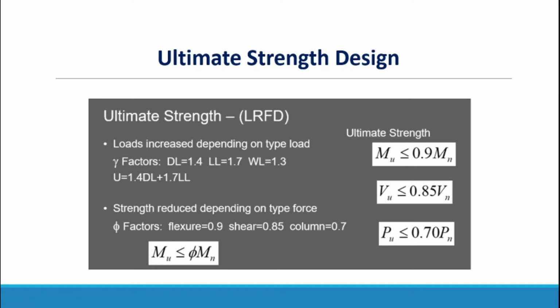And for Mu, which is the maximum or ultimate moment, it is equal to or less than the factor times Mn, which is the nominal flexure strength. So for the ultimate strength, Mu is equal to or less than 0.90 Mn. And for shear, the maximum shear Vu is equal to or less than 0.85 Vn, where Vn is the nominal shear. And Pu is equal to or less than 0.70 Pn, where Pu is the ultimate axial load and Pn is the nominal axial load.